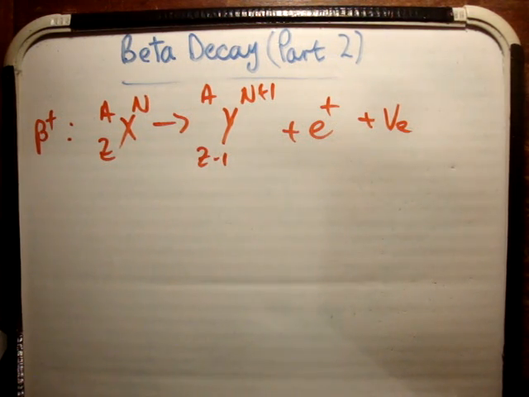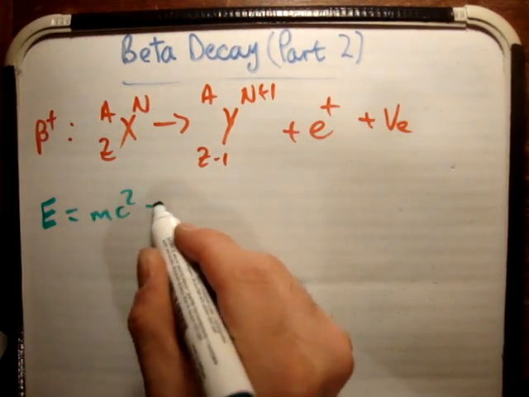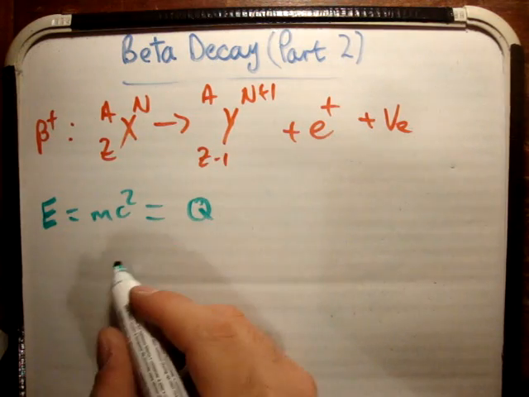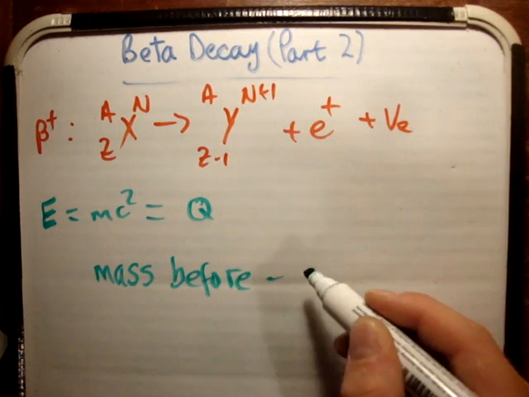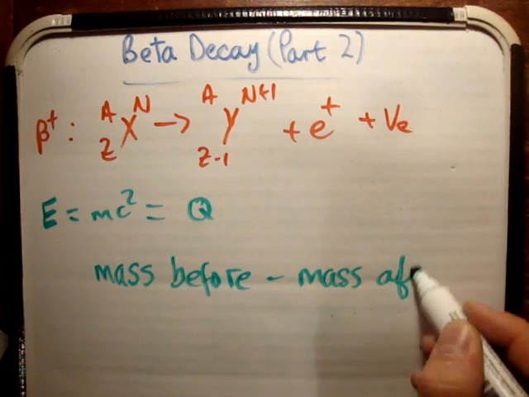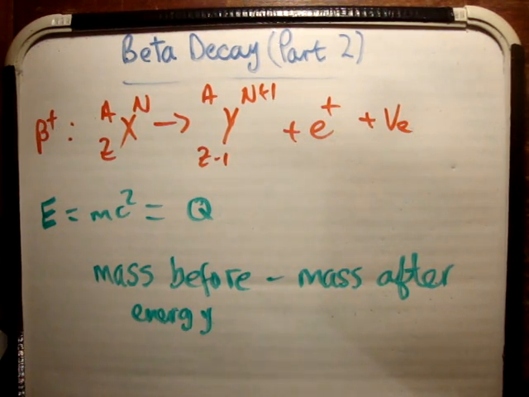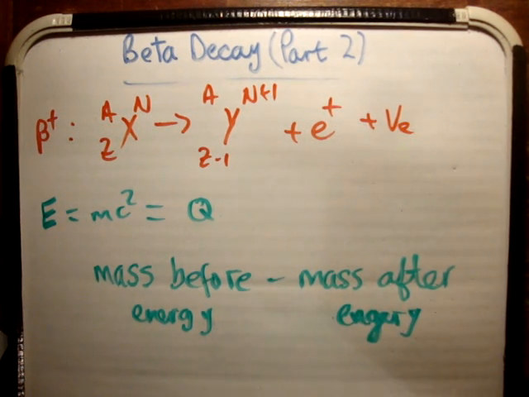So let's look at the energy released. We know that E is equal to m times c squared, and we call the energy released during a decay a Q. Now it's still an energy, we just use the letter Q. It's not a big deal. Alright? So the energy release is very straightforward. It's going to be the difference. It's going to be the mass before minus the mass after. Or I should say the mass energy, because they're the same thing. The mass energy before minus the mass energy after.